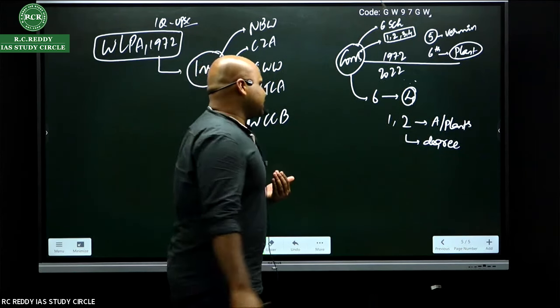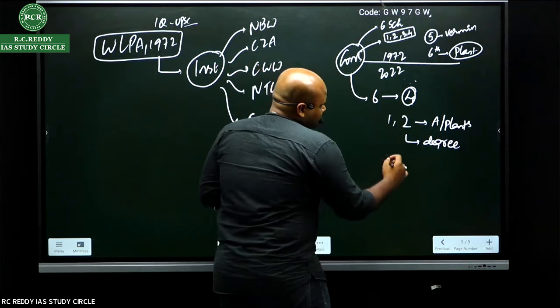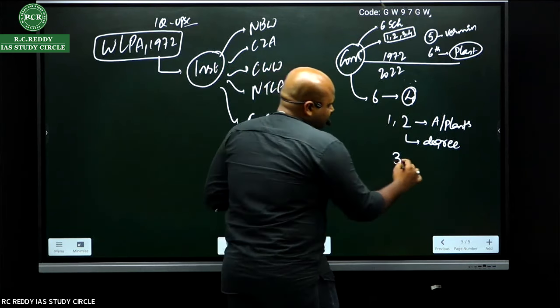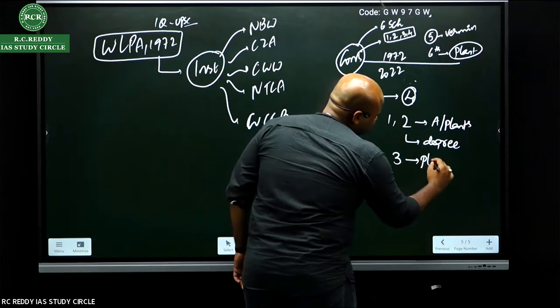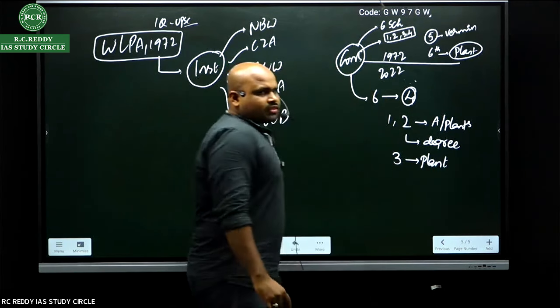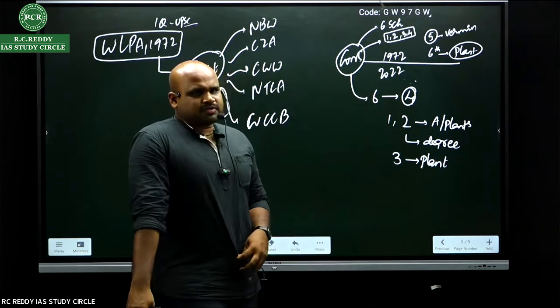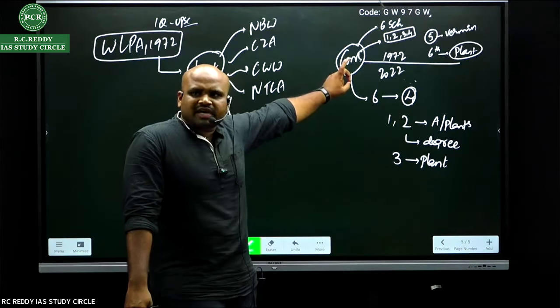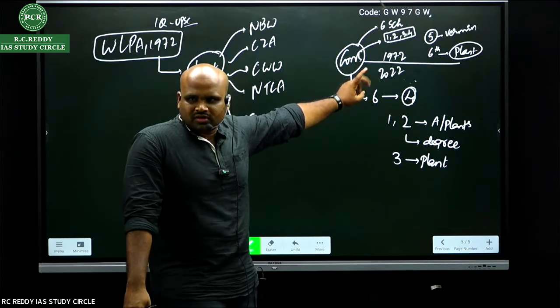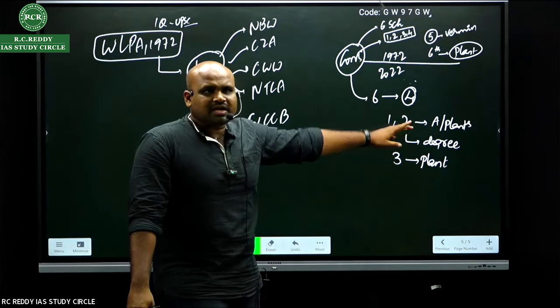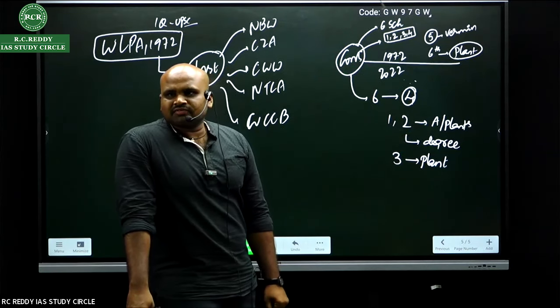The other thing that I see in this context is the third schedule, which is especially with respect to plant species. Just like previously how we had a sixth schedule, 6 by 2 is what? 3. So Schedule 3 is plant species. That is one dimension that we'll have to understand.